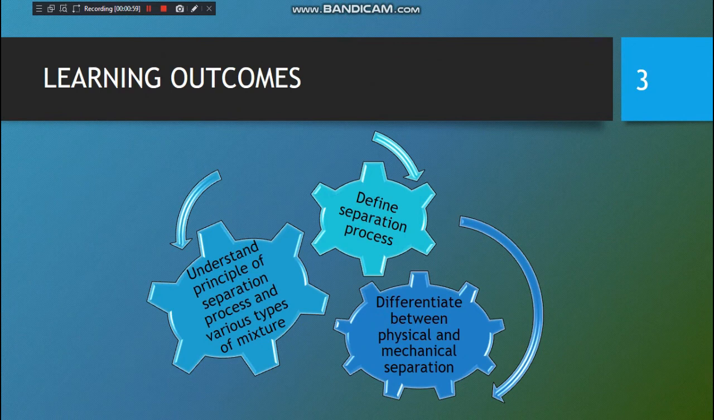At the end of this topic or chapter, you need to gain several learning outcomes. First is to understand the principles of separation process and various types of mixtures. The second one is to define the separation process. And the third one is to differentiate between physical and mechanical separation.